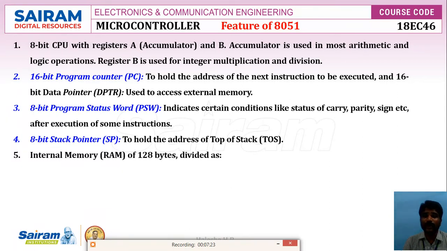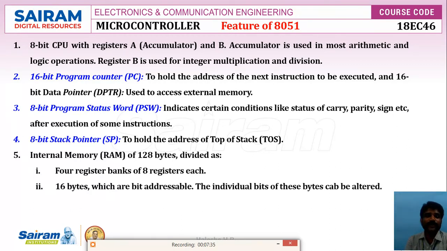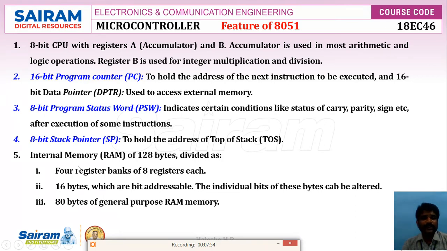8051 has internal memory of 128 bytes, and that 128 bytes is divided into 4 register banks, each bank having 8 registers, and 16 bytes are bit addressable. I mean these 16 bytes of memory can be individually addressed; the individual bits of these bytes can be altered. For the first 4 register banks, 8 registers each means 32 registers, 32 bytes, and 16 bytes. So totally 32 plus 16 is 48. So the remaining 80 bytes is general purpose RAM. So 128 bytes is divided into 32 bytes for 4 register banks, 16 bytes bit addressable, and the remaining 80 bytes is general purpose RAM.